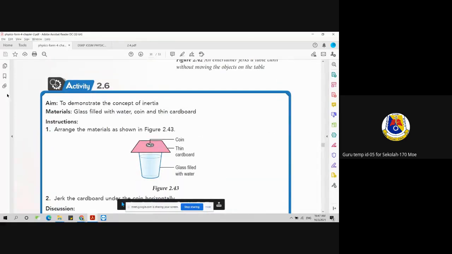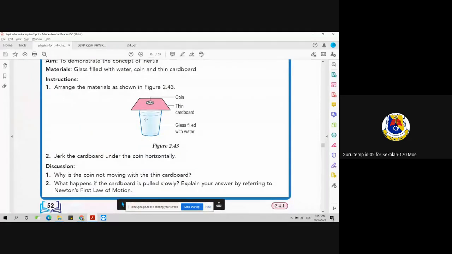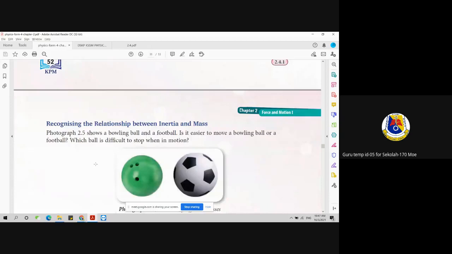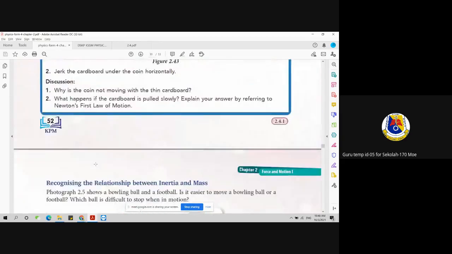So we look at this concept of inertia. Actually, you may have done the experiment at home. You just take a glass. You don't need to fill it with water, but filling it with water is better. Then take a thick cardboard and put a coin on it, and then quickly flick the cardboard with your finger. The coin will remain at rest and fall into the glass instead of moving together with the cardboard. So we recognize the inertia.